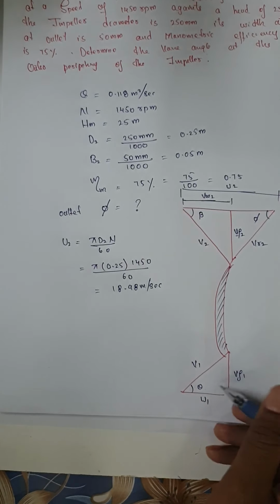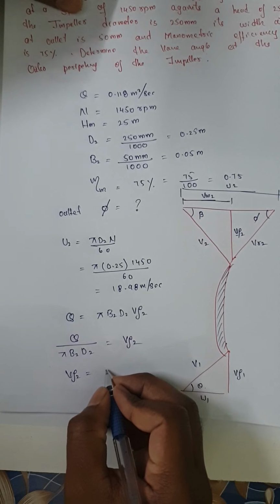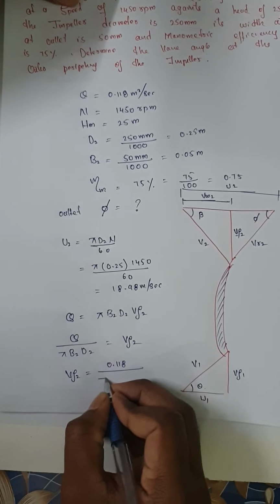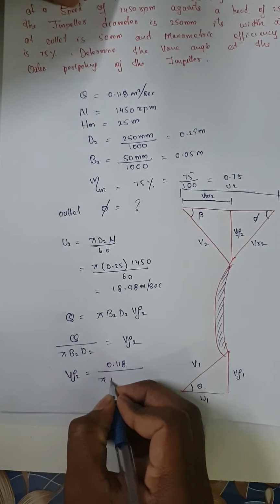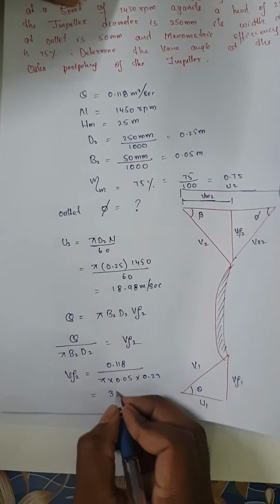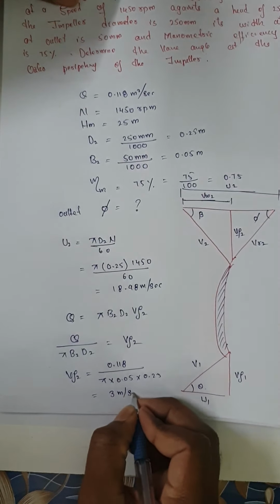So Vf2 is equal to the discharge value. Discharge value is given in your question, 0.118. Then pi, write down as it is. b2 value is given, 0.05. Then the d2 value is also given. d2 value is equal to how much? 0.25. If you solve this one, you will get something like 3 meter per second. This is the value of Vf2. You got the value of Vf2.